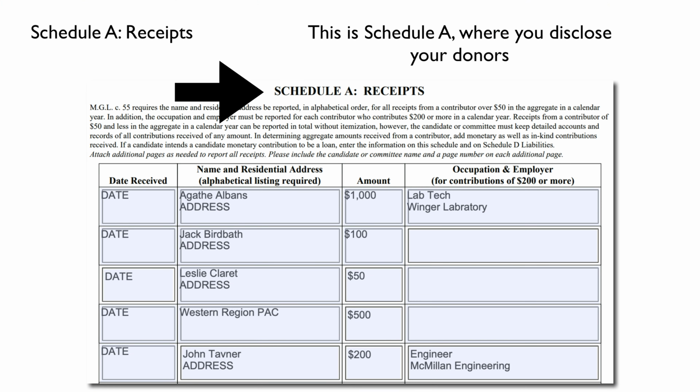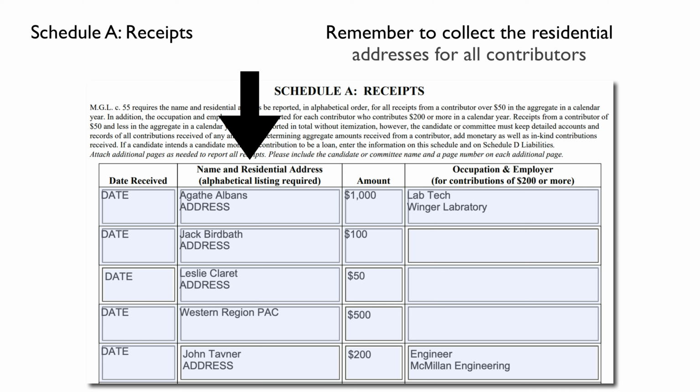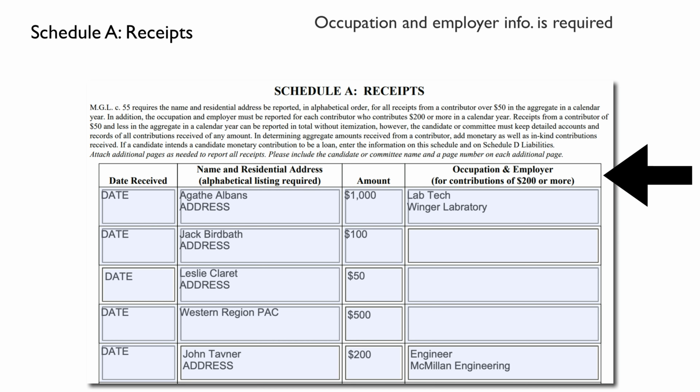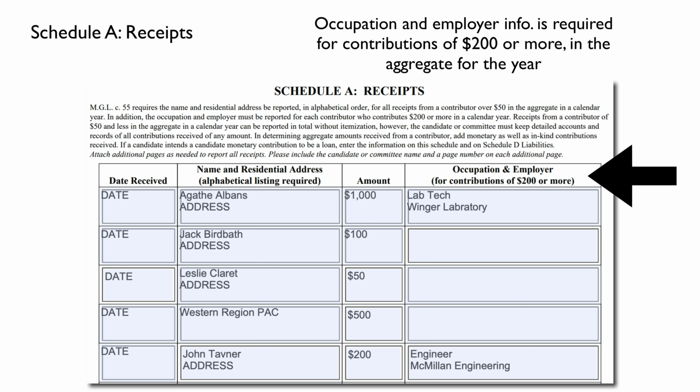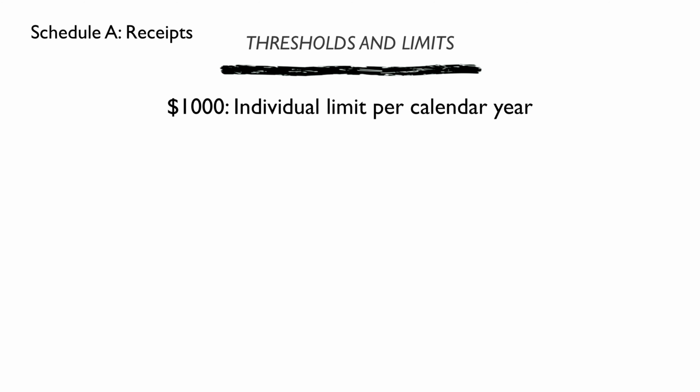This is Schedule A, where you disclose your donors. Remember to collect the residential addresses for all contributors. Occupation and employer info is required for contributions of $200 or more in the aggregate for the year. Thresholds and limits.